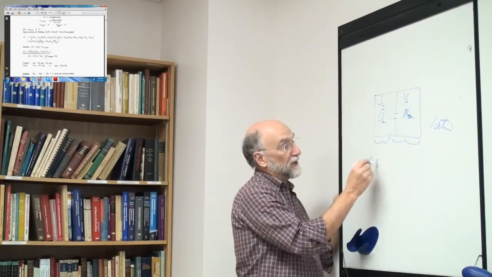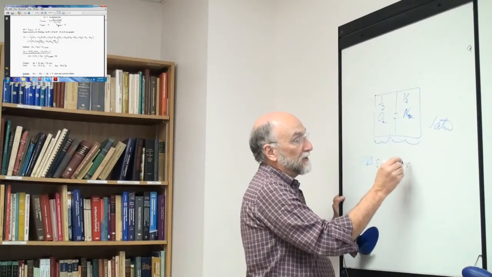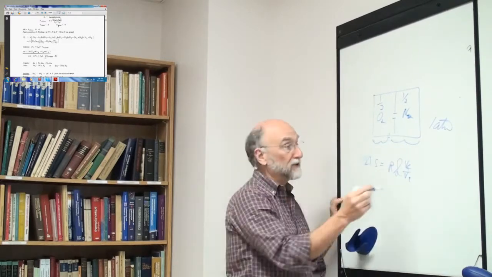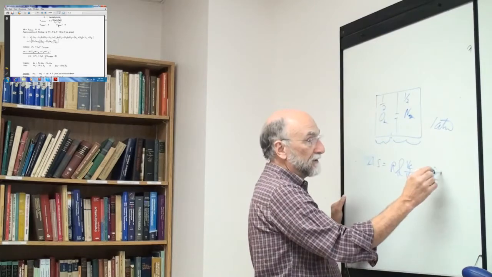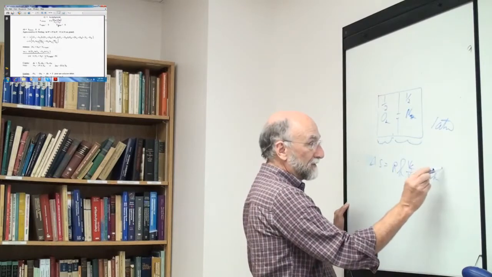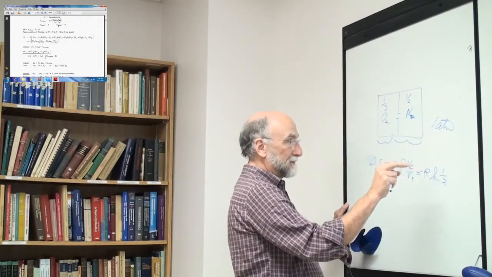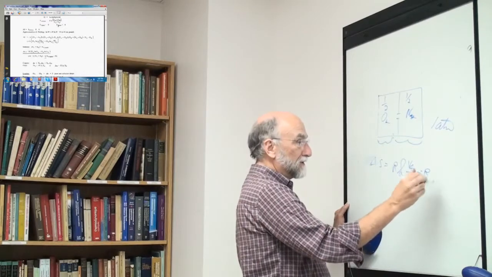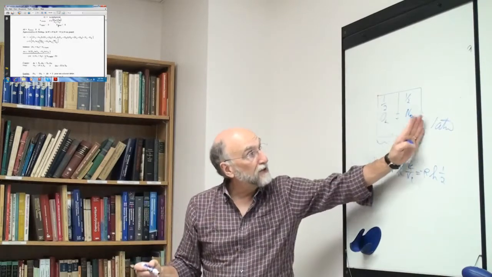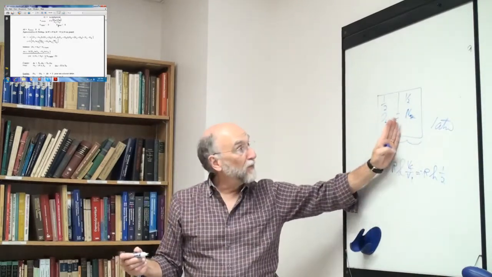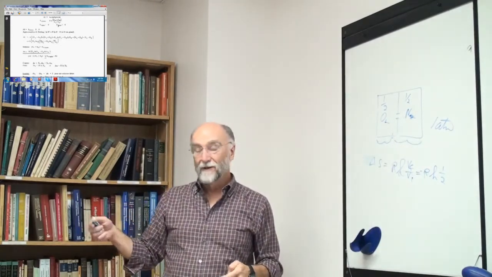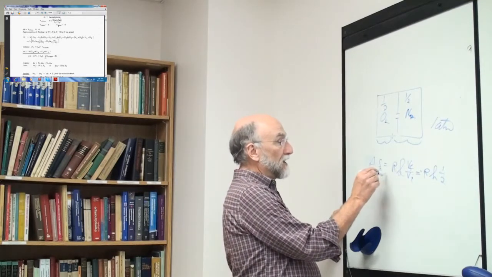Remember delta S then was equal to plus R log V final over V initial, which will be R log of 2, or minus R log 1/2. That's the entropy for expanding oxygen from one volume to double the volume. It's Q reversible over T. I did that last week, and then this would be delta S of the oxygen.